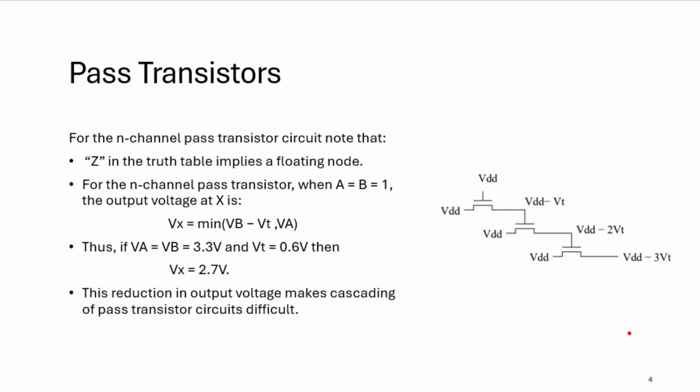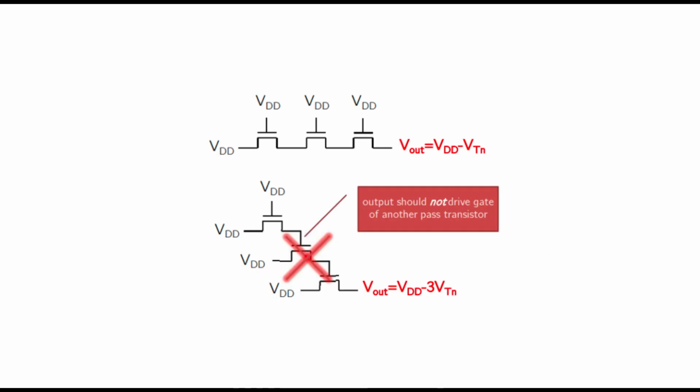This reduction in voltage can pose challenges, especially when cascading multiple pass transistor circuits, as it may lead to unintended drops in the output voltage. As a result, it is not recommended to connect the output of one pass transistor to the gate of the next pass transistor, as it will only degrade the output, and if it is connected to a long number of cascading stages, then the transistor might not even turn on.